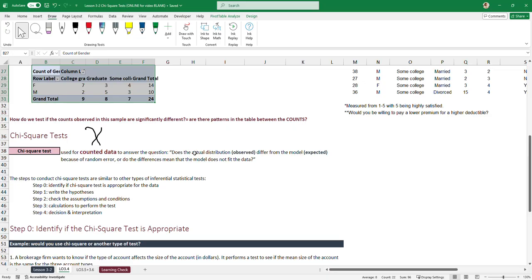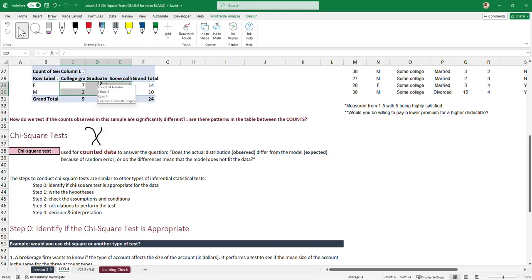Once you have only counted observations in a table like this one, the chi-square test can tell you if this count of the numbers, or what we call the actual distribution, is different from what we call the model distribution. The model distribution usually means that all these groups, all these counts would be the exact same. So basically we're testing if there is a difference in these counts between the different options, like college graduate and female or college graduate and male, or if their counts are close enough that they're about the same.